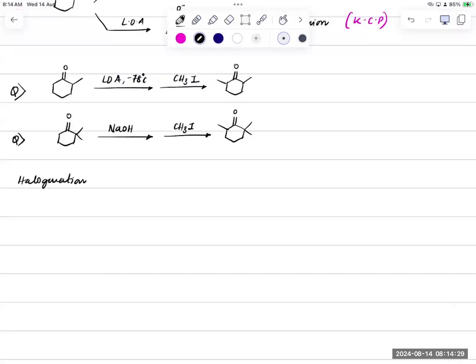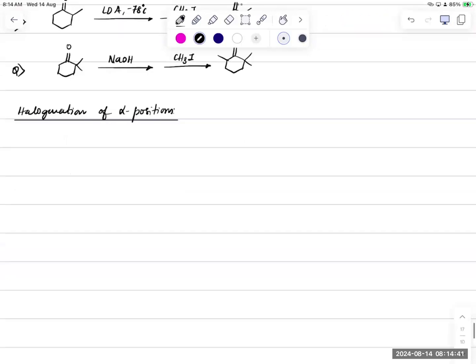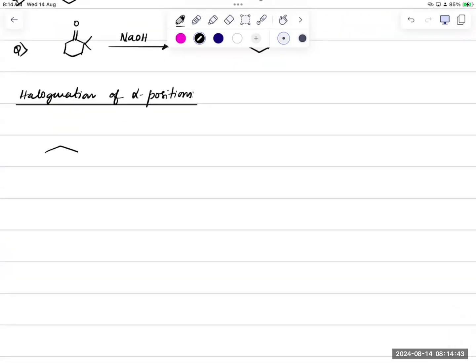Halogenation of alpha positions. So if you do halogenation on alpha positions, what are the products you will get? So first, if you take a ketone, react that with X2 in the presence of NaOH. That is in basic medium. In the basic medium, you will notice it will become this product, halo, and this is called the haloform reaction.